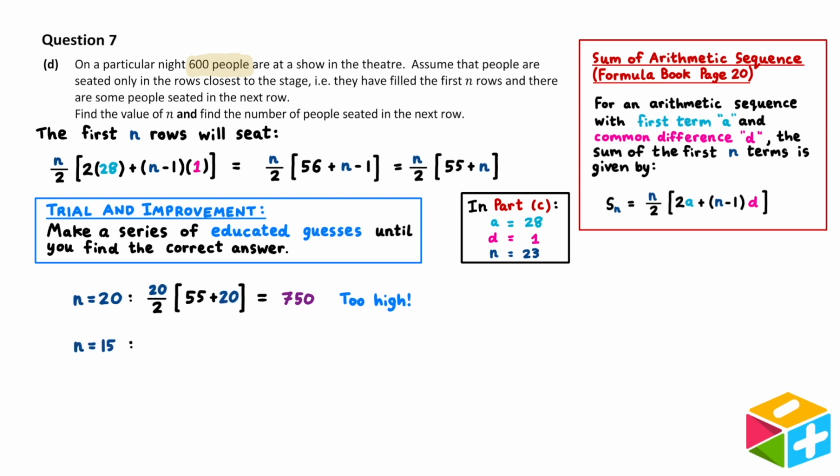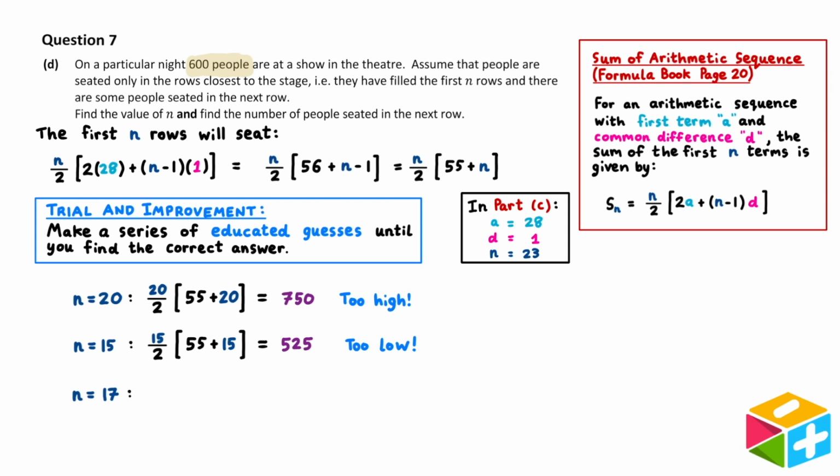Here, I'll try n equal to 15. Subbing this into our formula gives us 15 over 2 times 55 plus 15. Calculating this gives an answer of 525. So we know that the first 15 rows will seat 525 people. Remember, the target is 600 people, so this time we've come out too low. The first 15 rows wouldn't have enough seats for all 600 people. Since this guess was too low, we should try a bigger value of n for our next guess.